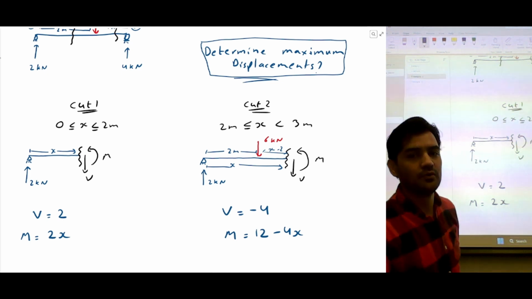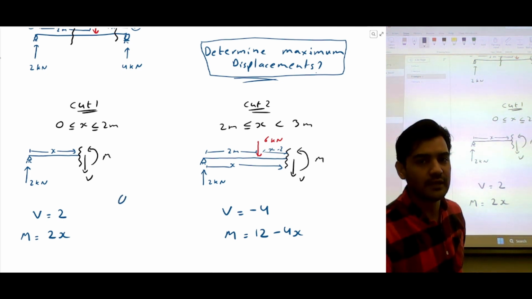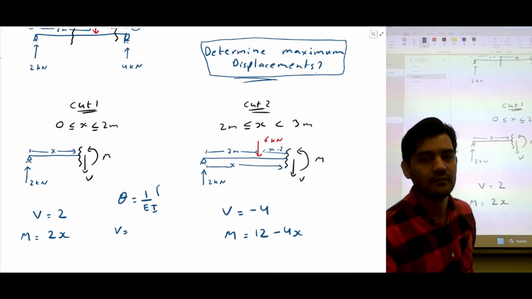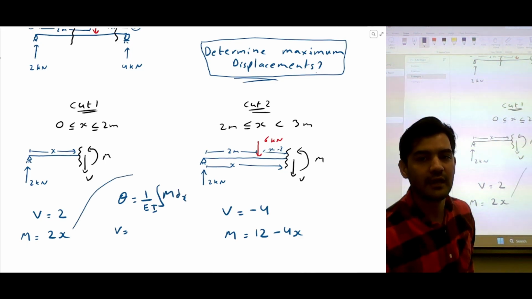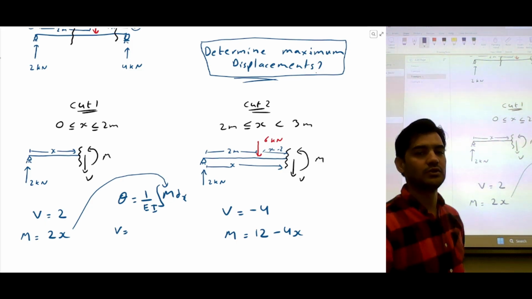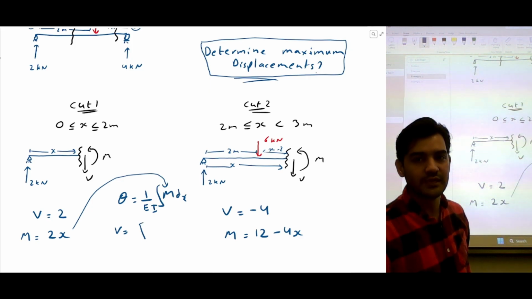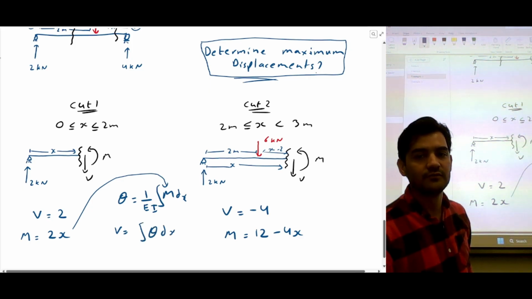So now we can also calculate bending angle and the displacement. We know the bending angle is 1 over EI integration of the moment dx. We already have the moment, so we can calculate the bending angle. Similarly, we can calculate the displacements also, which is integration of the bending angle.